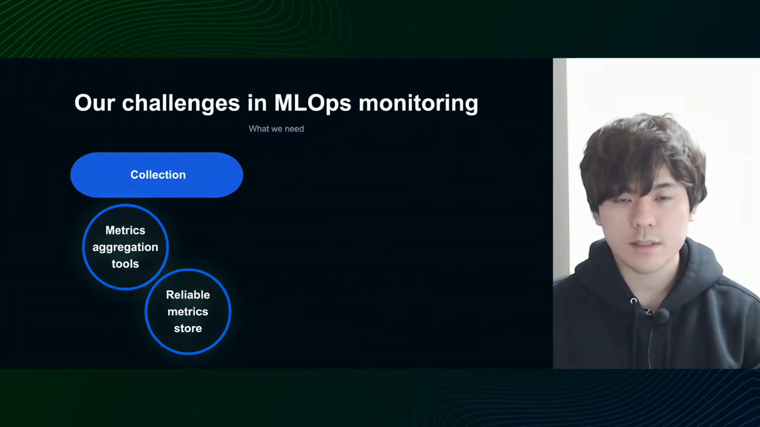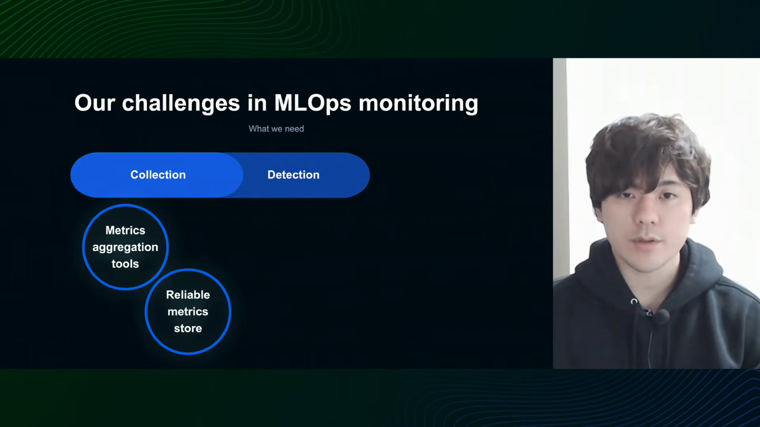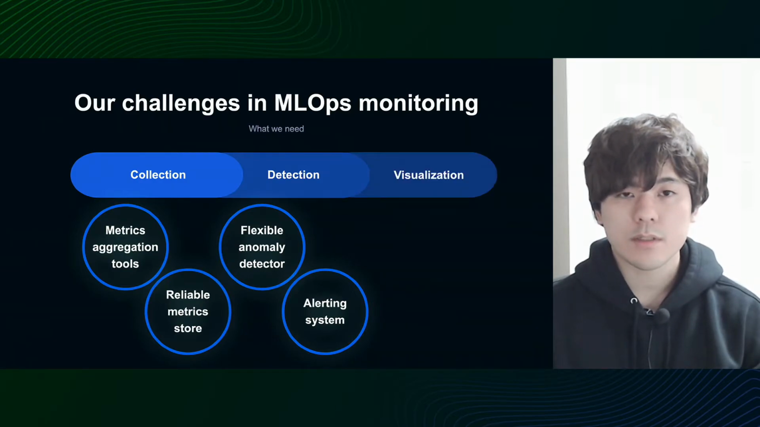We also want to lower the barrier to implementing monitoring as much as possible by providing a reliable and easily accessible metrics store. Since it is difficult for humans to go through a large number of metrics, we need a mechanism to detect anomalies and notify the users. As I mentioned in the first half, anomalies in MLOps metrics often have a trend or periodicity. So, you need a flexible anomaly detector and an alert system to notify you of detected anomalies.